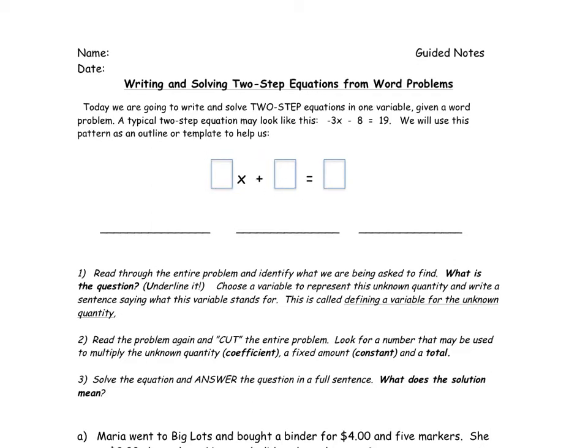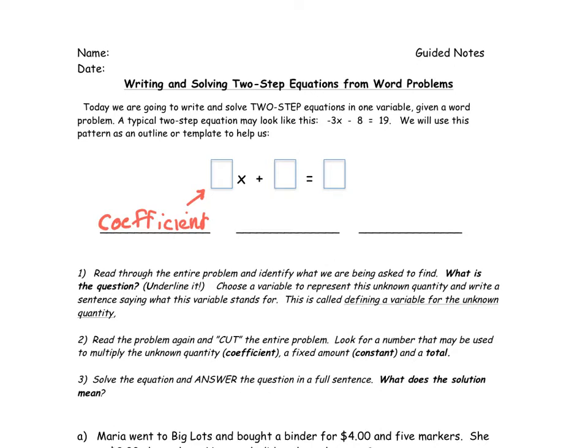So we're going to start here. What we will fill in next to the variable will be the coefficient. So we're going to write that. We're going to put coefficient. That's the number in front of the variable. It multiplies the variable. And we're going to look for a number written in word form or in the word problem that has to do with the variable.